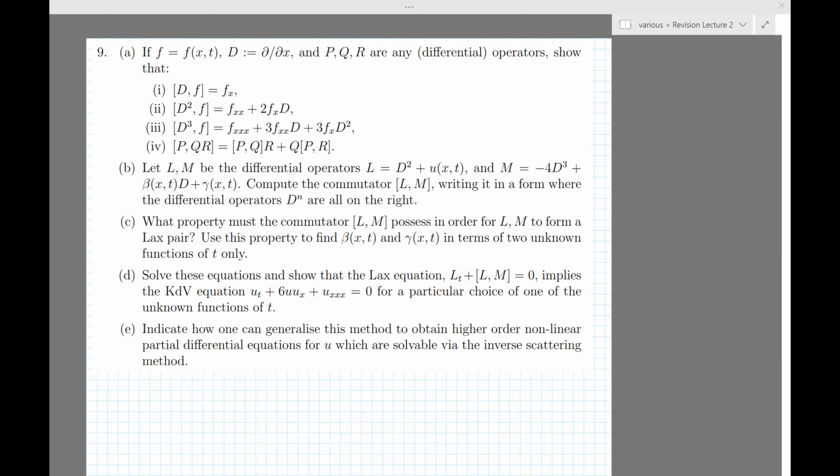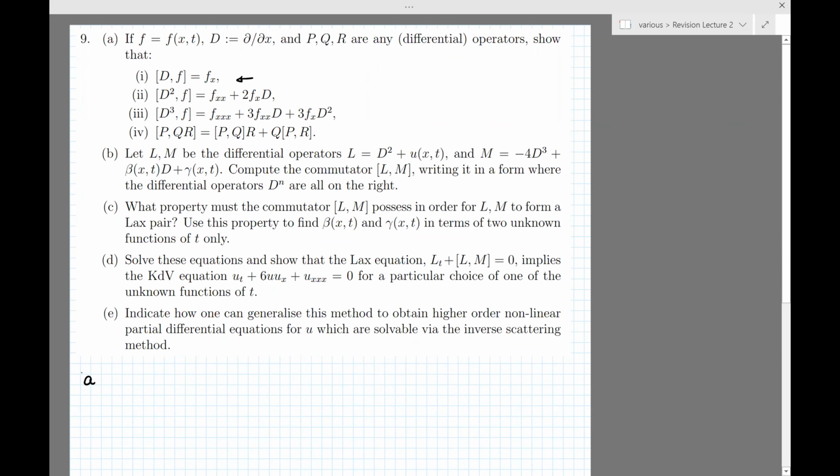So we have a function f of x and t, D denotes the partial derivative with respect to x, and P, Q, and R are any differential operators, and we want to show the identities 1 through 4. So let's do that one at a time. Let's begin with the first identity.